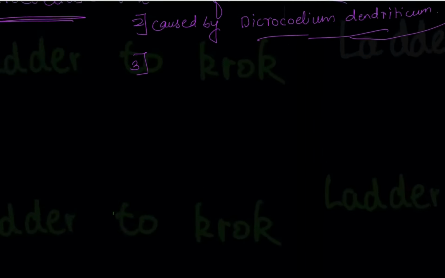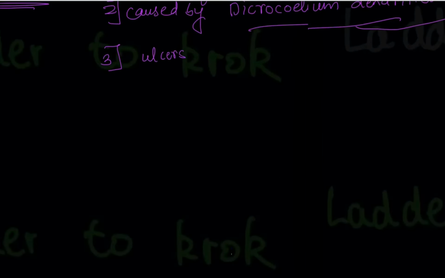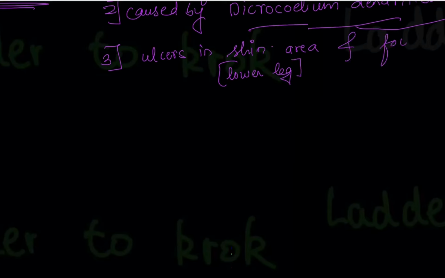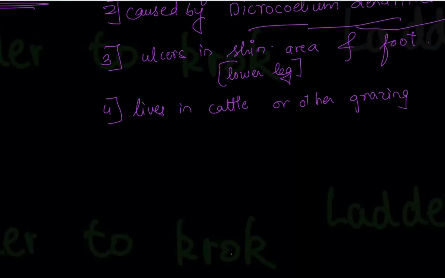The symptoms that you will see in this are ulcers in the shin area. Now the shin area is actually your lower leg area. And there will be ulcers in the shin as well as in the foot. You should know this Dicrocoelium dendriticum lives in cattle or other grazing animals. Grazing animals means the ones who graze or eat grass.